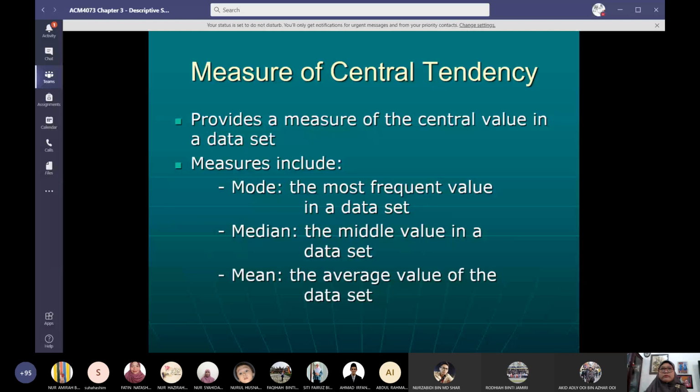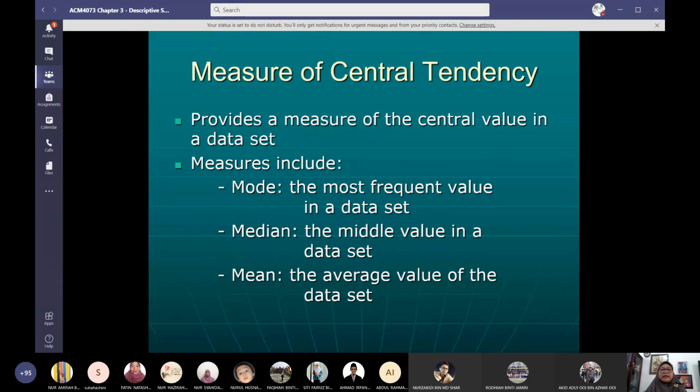You will have 2, because number 25 and 26 are sharing as becoming the middle. So for this kind of case, you have to add 25 and 26 and then divide by 2, becoming the middle value. Okay, and then lastly is the average value of the data set, which is the mean.